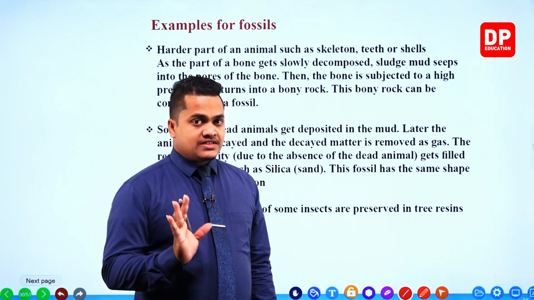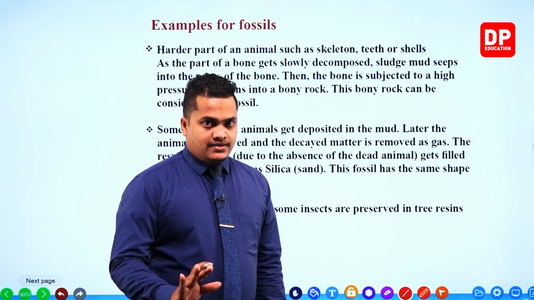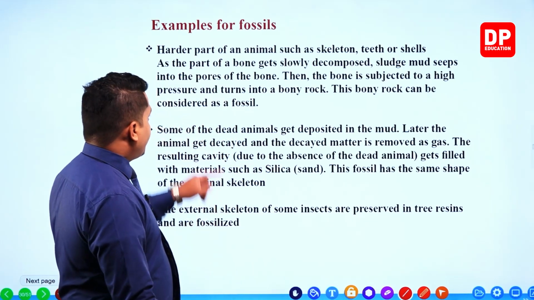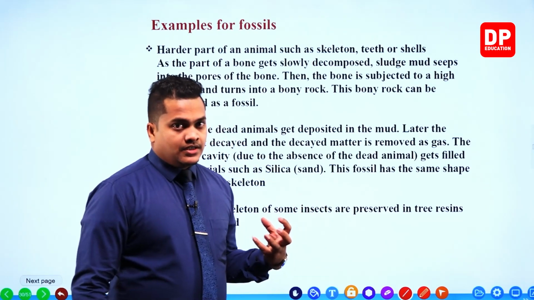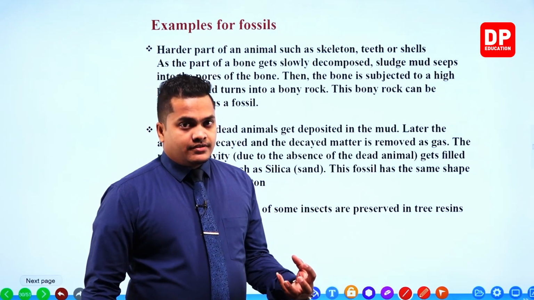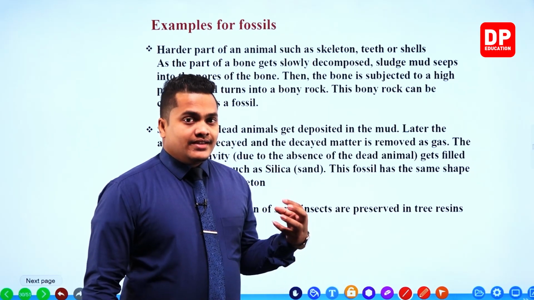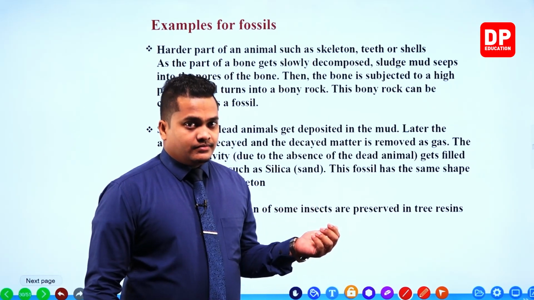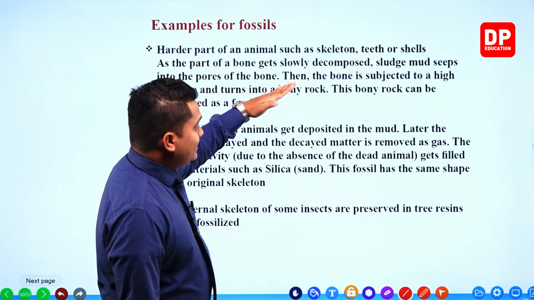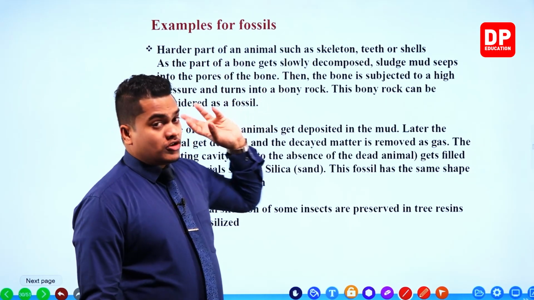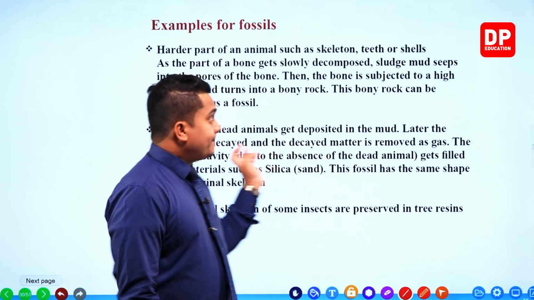type of creation of a fossil, right? The harder part of an animal, like the skeleton, that is the hardest part, right? When you take the skeleton, it is the hardest part of an animal. So the harder part of an animal such as skeleton, teeth or shells, right?